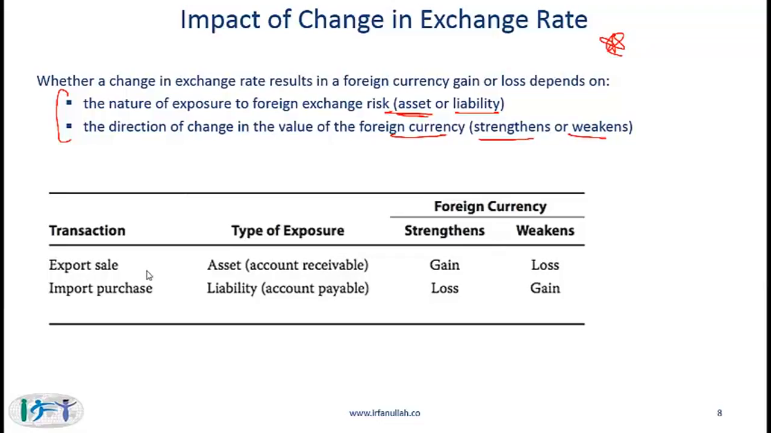For an export sale, an asset is created. The foreign currency strengthening will be a good thing. The foreign currency weakening will result in a loss. With an import purchase, the situation is the other way around. And again, make sure you know this table very well.